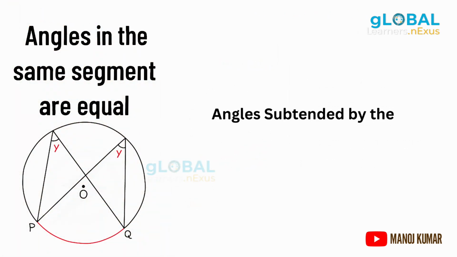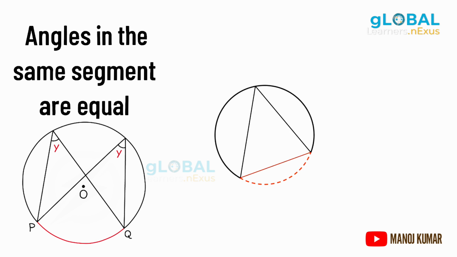Angles subtended by the same arc are equal. This means that if an arc subtends an angle at multiple points on the circle, all such angles are equal. So, this angle is equal to this, and this one as well. Now, if I draw another angle like this one, it will be equal to all of these angles.